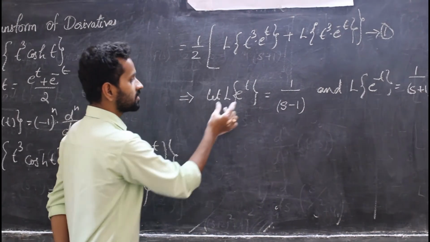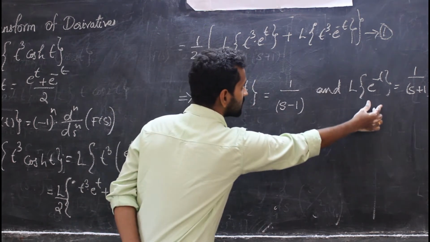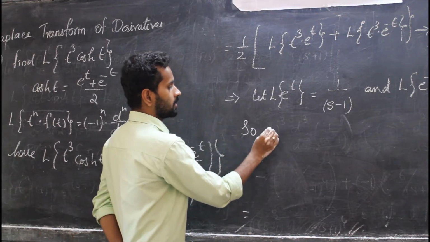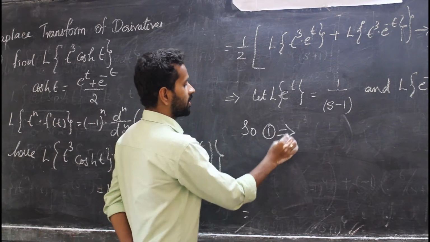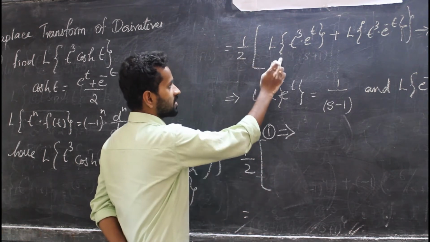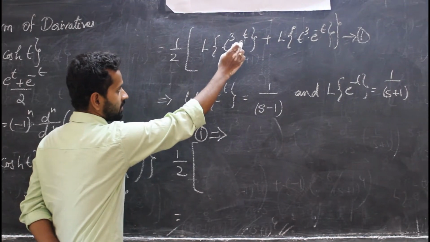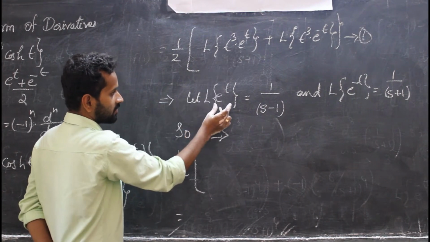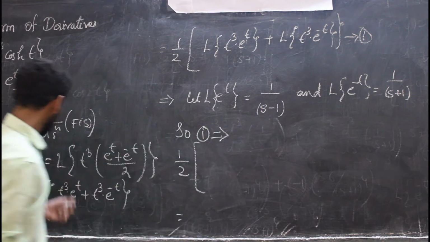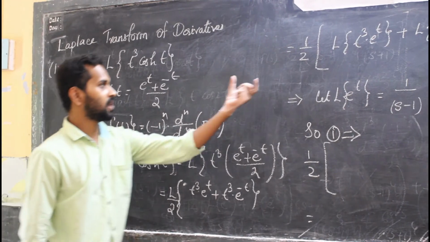So these two I got. Now what is my intention? This is my f of s, right? Replace f of s here. This is my f of s, right? Replace for this question. So equation 1 implies 1 by 2 into the Laplace transform of t to the power of n into f of t. f of t I have taken separately. L of f of t I found as 1 by s minus 1. This becomes f of s. So using this particular formula, I am going to change that.